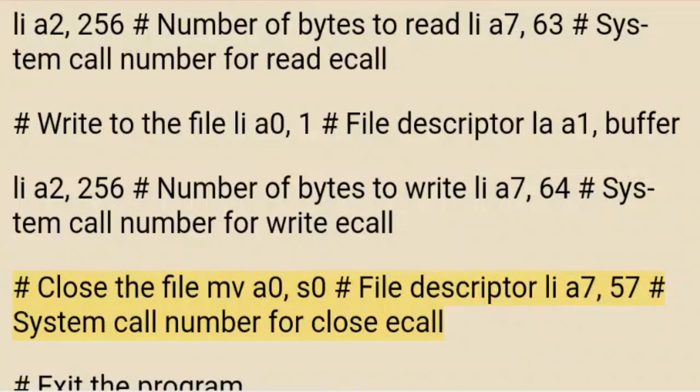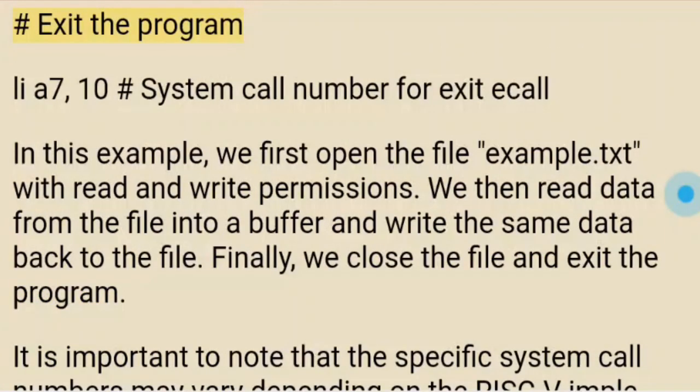# close the file. mv a0, s0 # file descriptor. li a7, 57 # system call number for close. ecall. # exit the program. li a7, 10 # system call number for exit. ecall. In this example, we first open the file example.txt with read and write permissions. We then read data from the file into a buffer and write the same data back to the file. Finally, we close the file and exit the program.